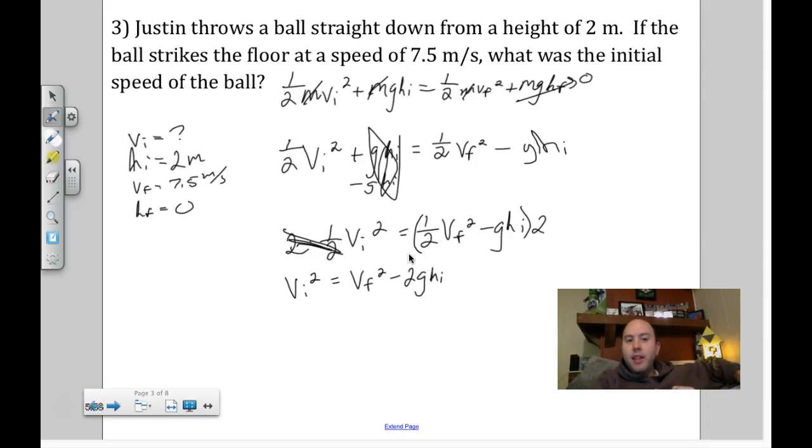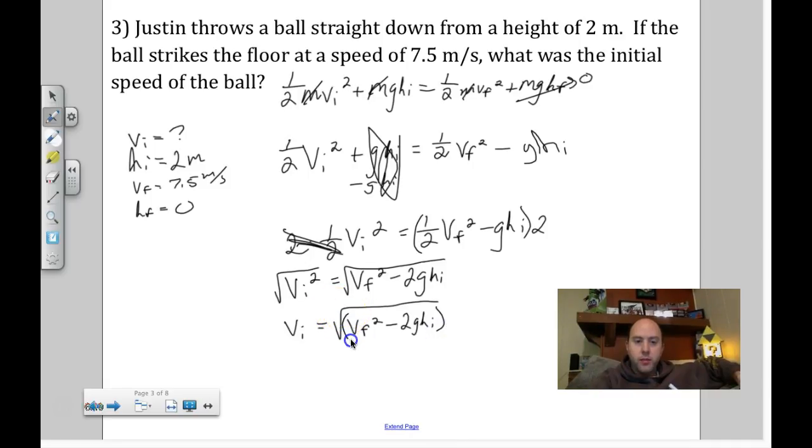How do I get the initial velocity by itself now? Square root both sides. And so finally, I get initial velocity equals the square root of final velocity squared minus 2 times gravity times initial height. No, that does not just automatically cancel. The reason why this square and this square root don't cancel is because this is a quantity. Now that I've got that, plug all my numbers in.